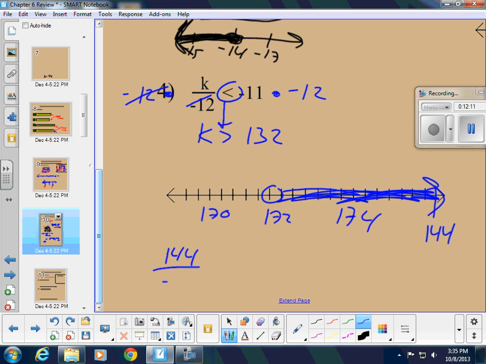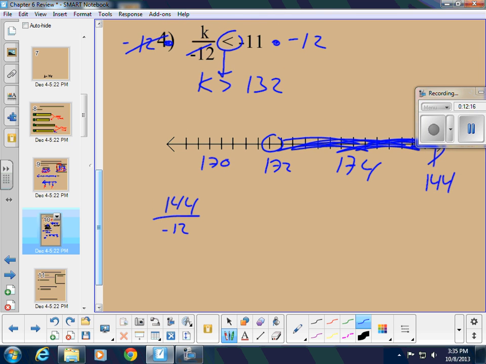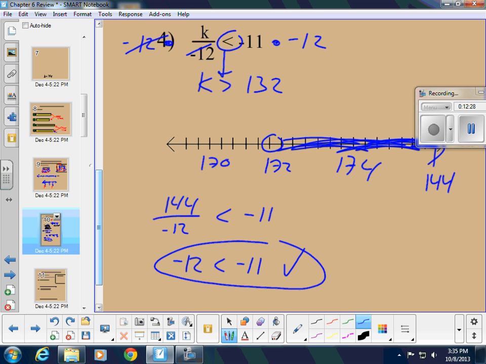144 divided by negative 12. The original inequality is saying that needs to be less than negative 11. Okay, 144 divided by negative 12 is negative 12, which, yes, is less than negative 11. So that does work. So I switched the inequality here correctly, and it did give me the right graph. This is what it needs to look like.